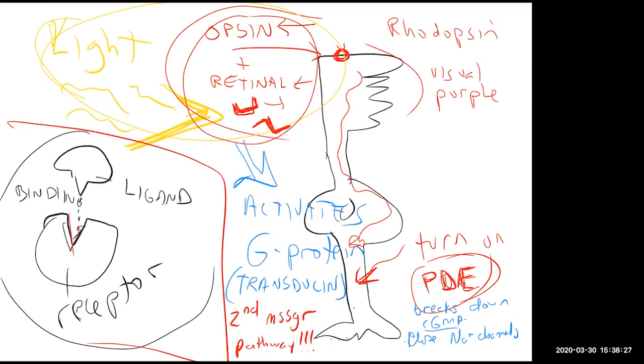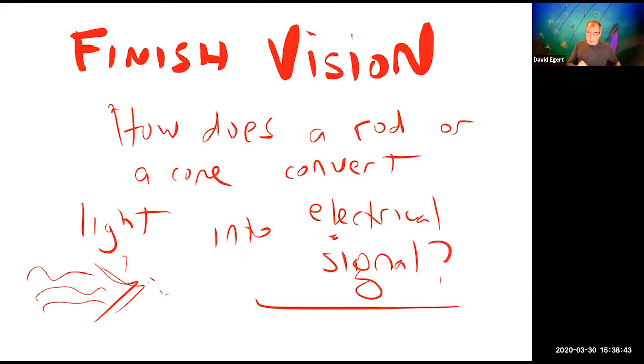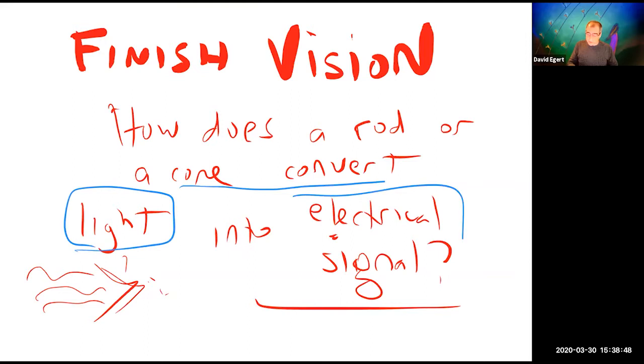It goes down. Exactly. VM is going to go down. So that is signal transduction, right? The whole point of what we're talking about here, how does a rod or cone convert light into an electrical signal?